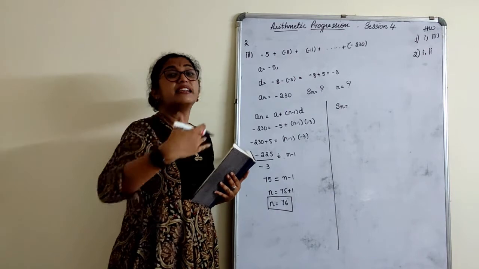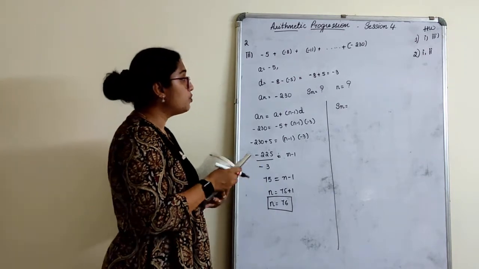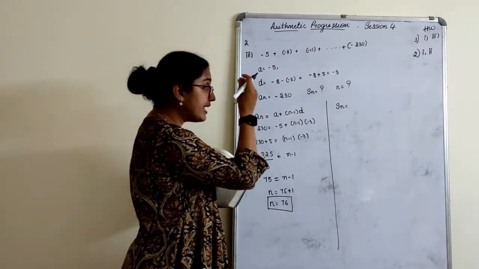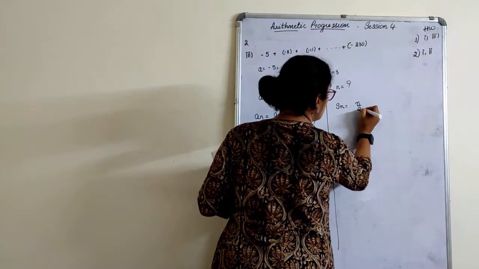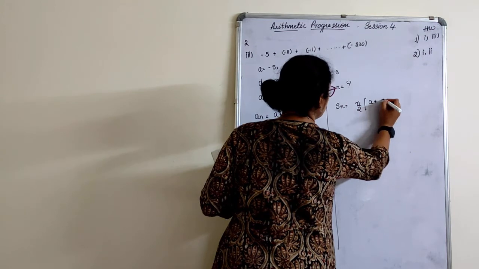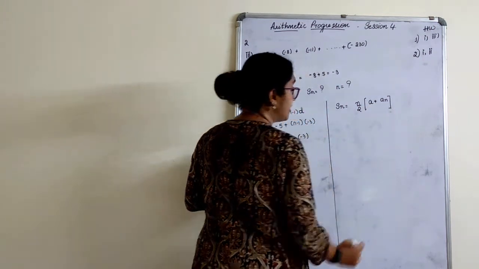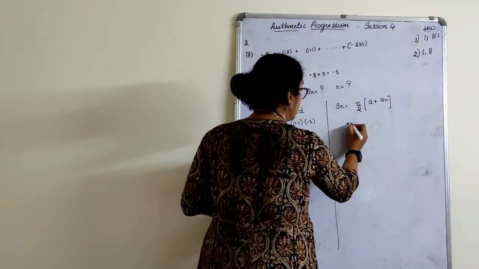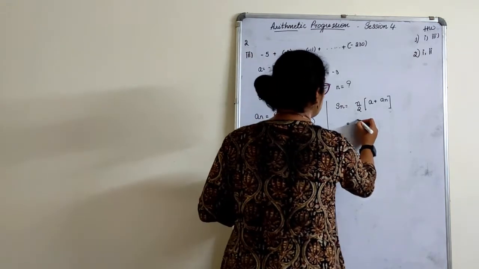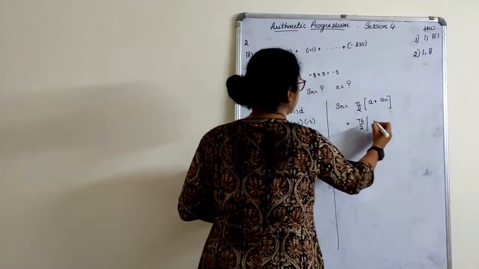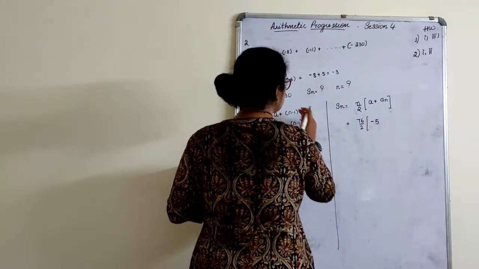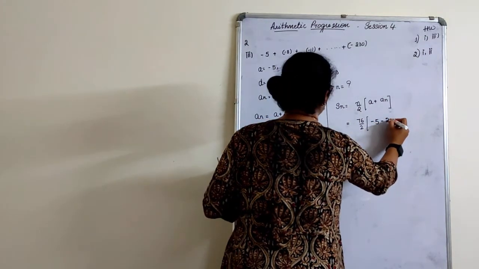Only thing is, it is lengthier. Since we know all the other things given, when an last term is given, let's make use of it. n by 2 (a plus an). Right? Let's use this. n is how much? 76 by 2. a is how much? Minus 5. an is how much? Minus 230.